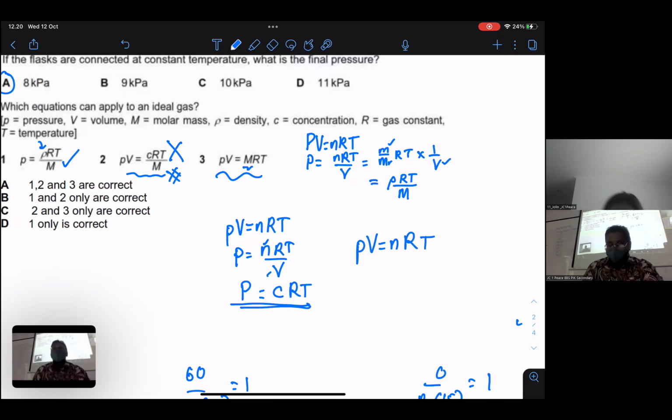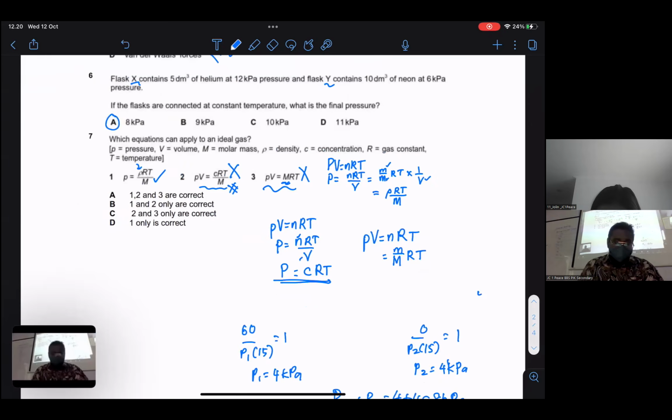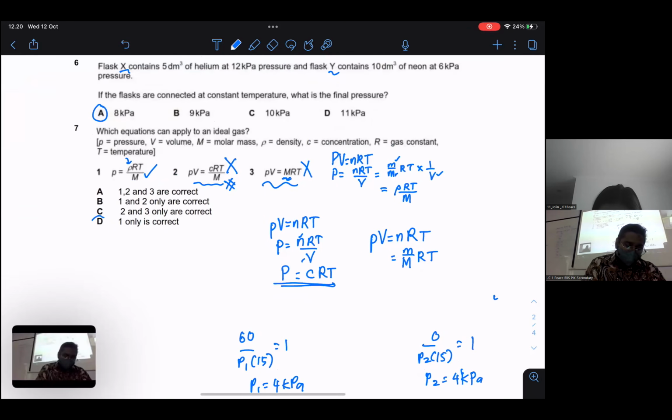And when you include M over there, which is going to be the molar mass, molar mass cannot just simply come over there. It's supposed to be mass divided by M, then RT. Suddenly where did the M disappear? So this one also cannot be the answer. Therefore, only one is correct.